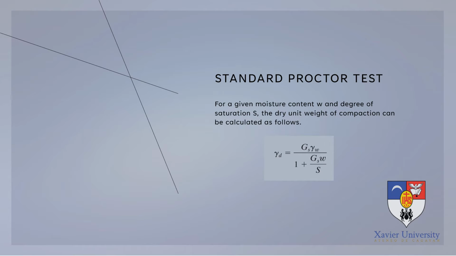We also have another formula now, which we will be using in our standard Proctor test. For a given moisture content w and the degree of saturation S, the dry unit weight of compaction can be calculated as follows. Depending on the given, as much as we did in the properties of soil related to the unit weight, the weight and volume relationship, we can calculate our dry unit weight also using the specific gravity and the degree of saturation of our soil.